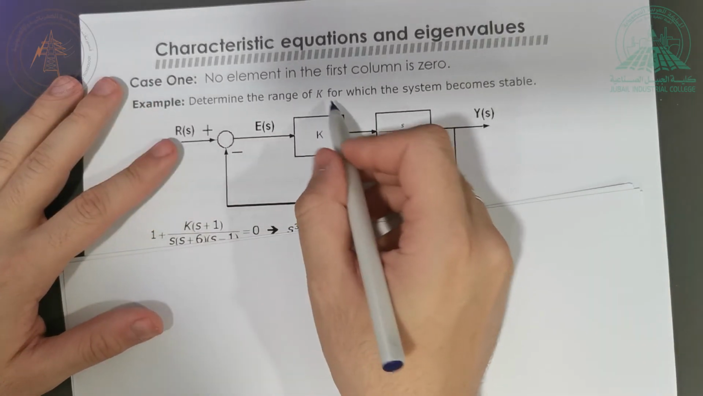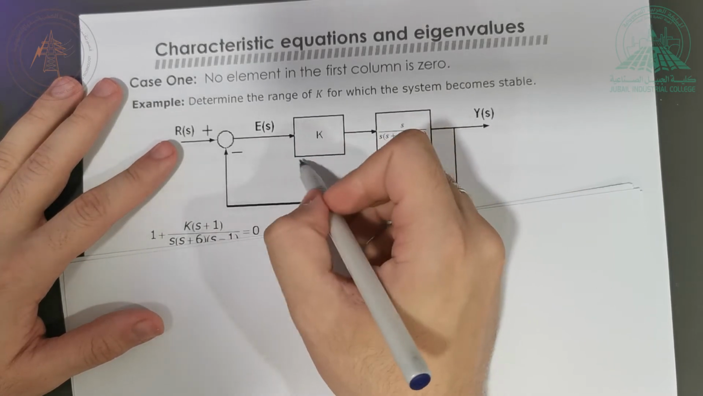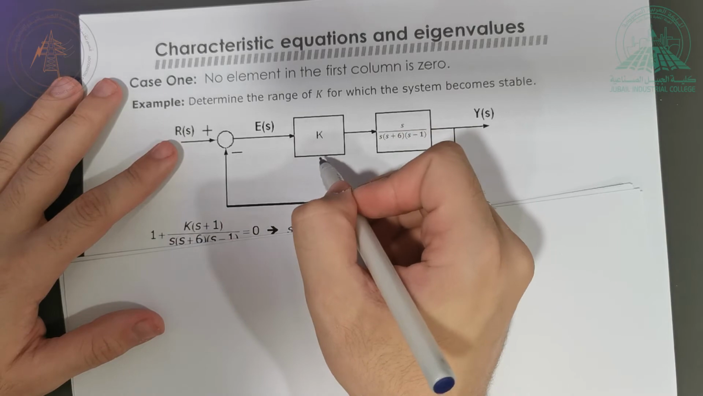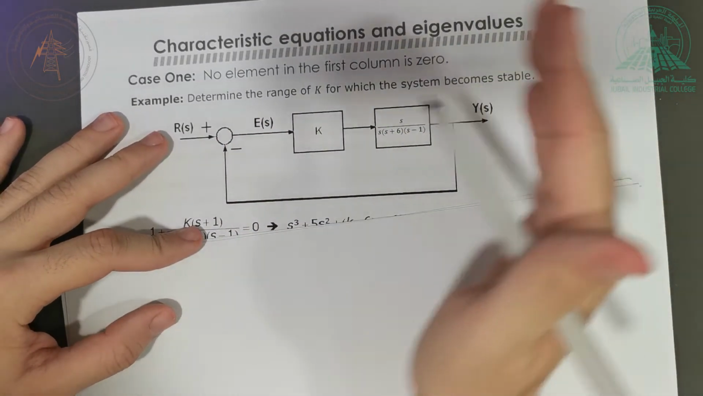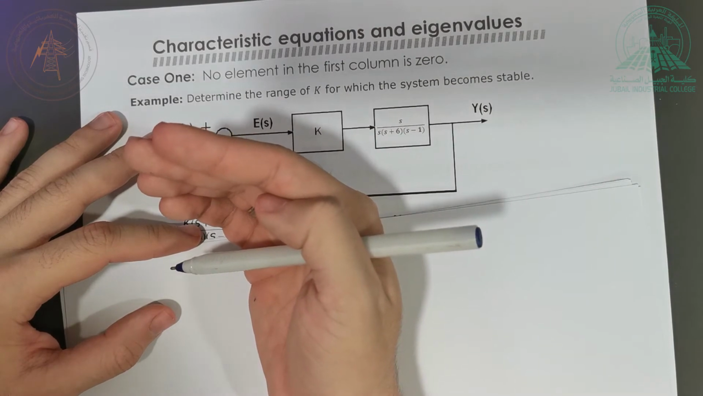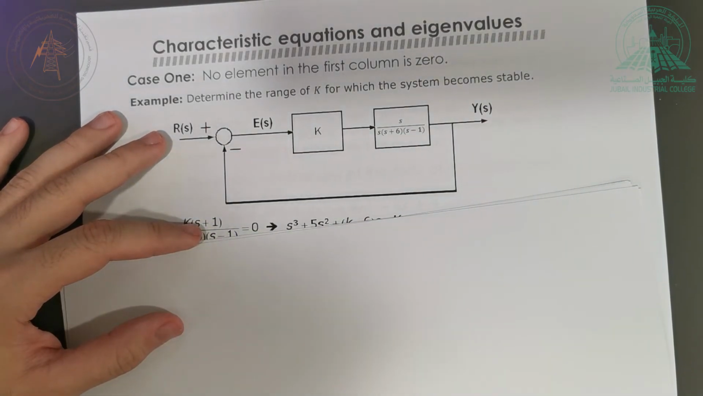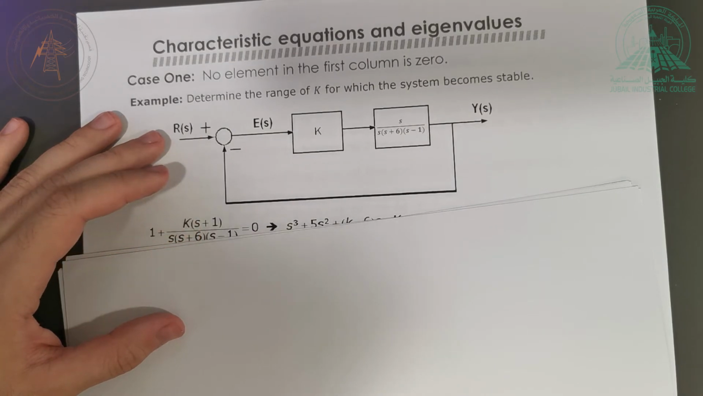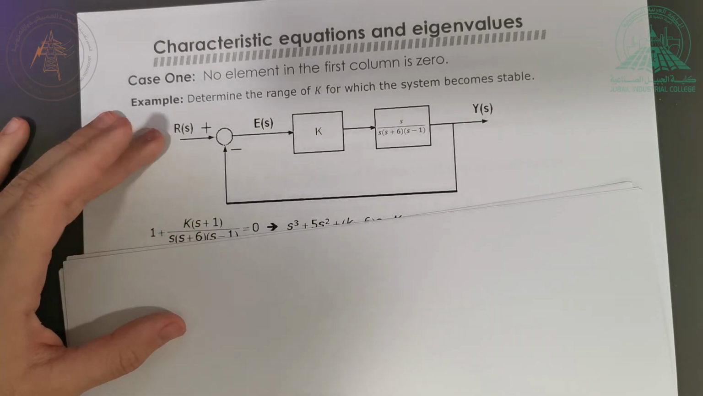Now I have a controller here. In this case, of course, it's a proportional controller, so this is the gain k. I can put any value here. Some values are going to make the system stable, some values are going to make the system unstable, just like we saw in the PID experiment in the practical, right? So he's asking us to find the range of the values that make the system stable and unstable.